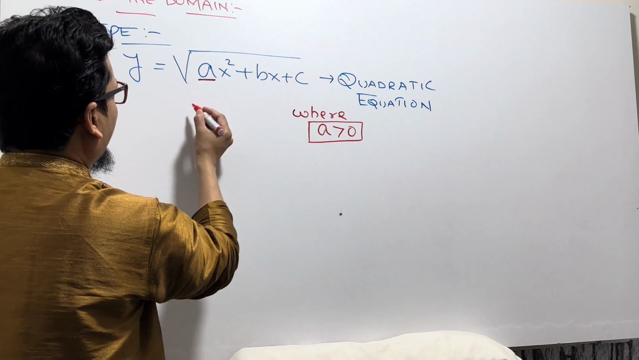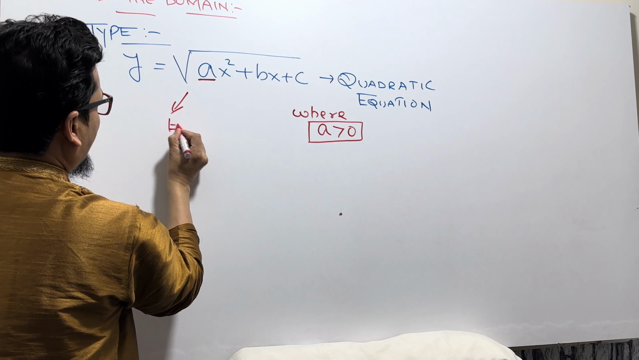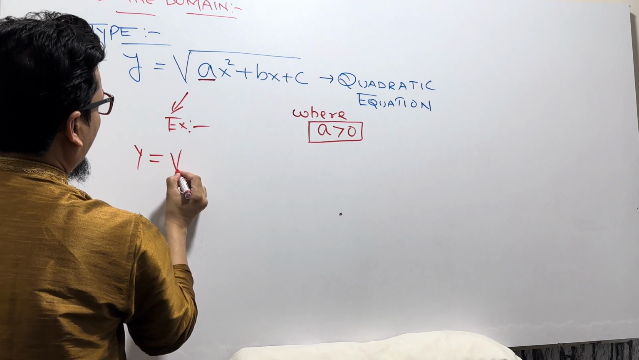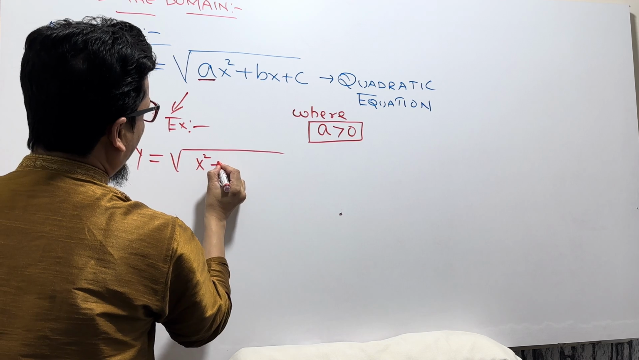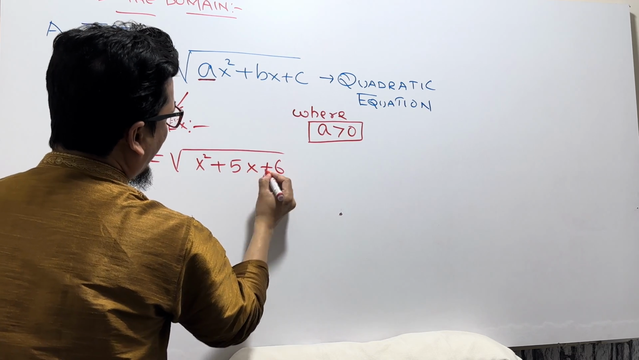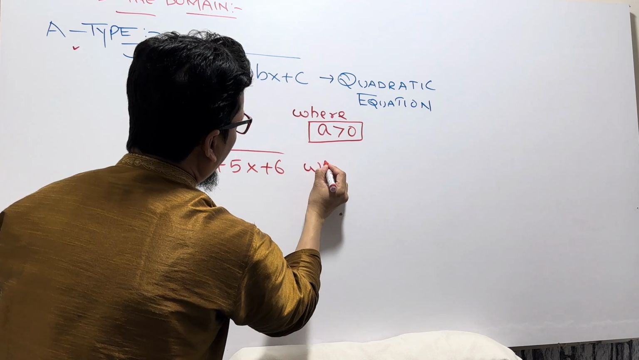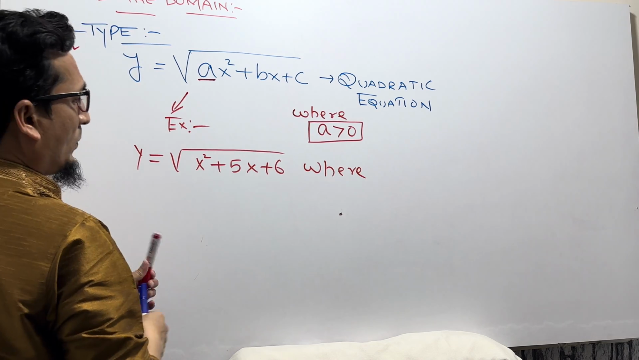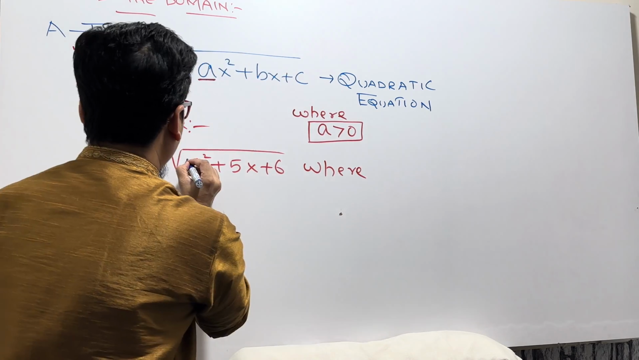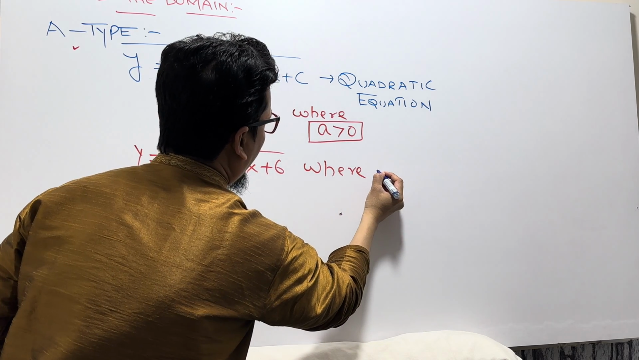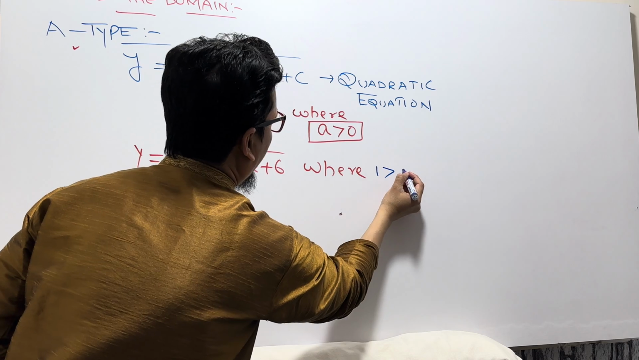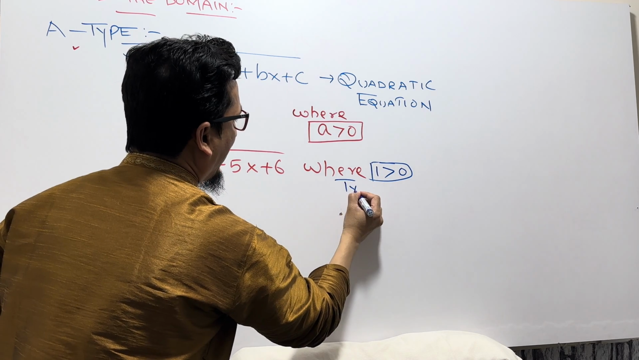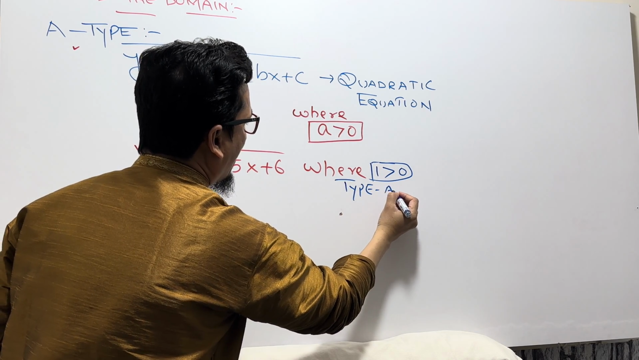So I can give you one example, for example, y is equal to square root of x square plus 5x plus c, where you can say this is a quadratic equation, where a is 1, right? We can say 1 is greater than 0. So this means we are talking about type A. This is type A, right?